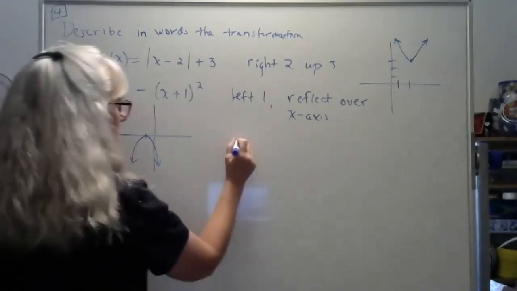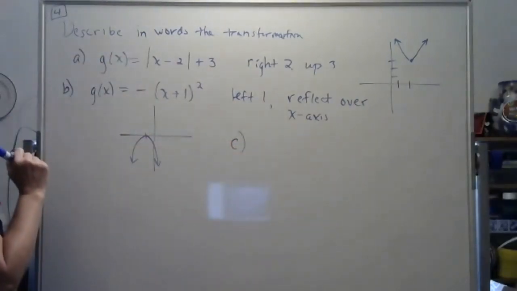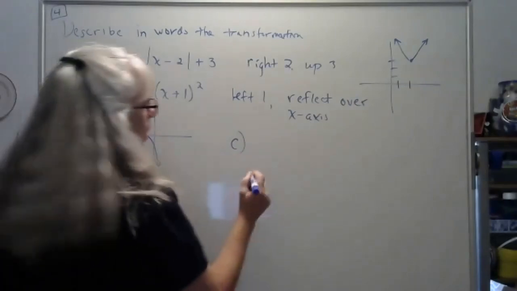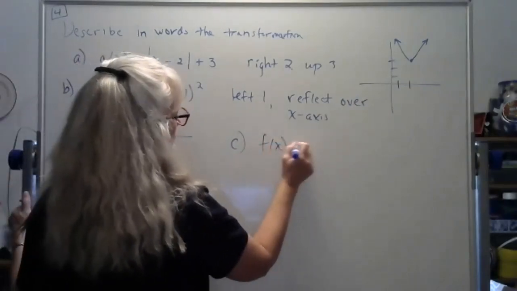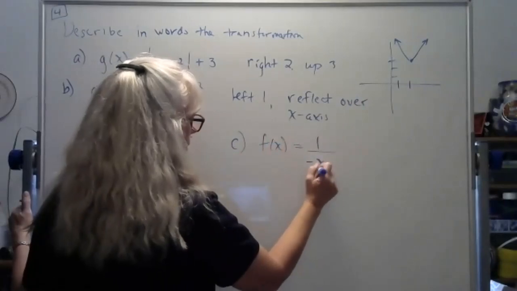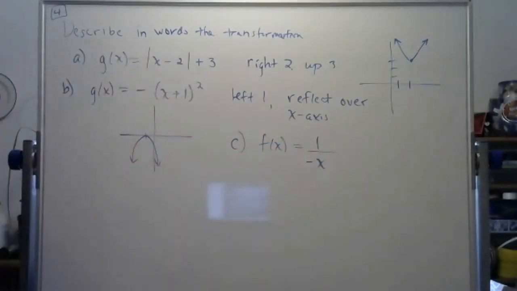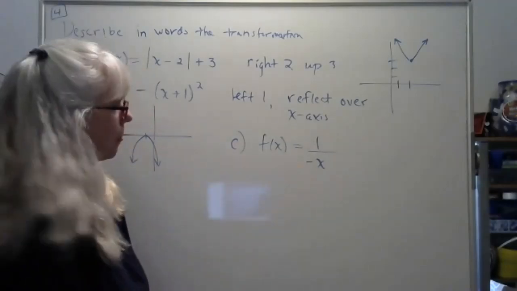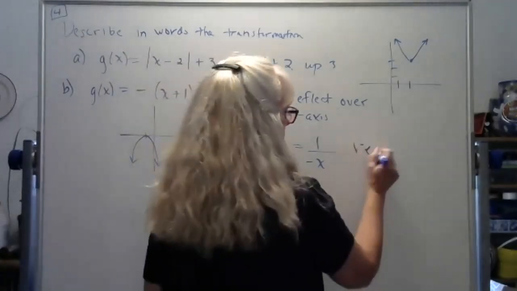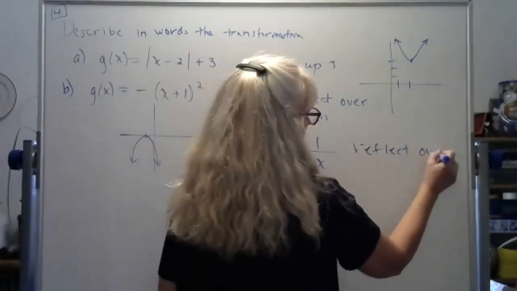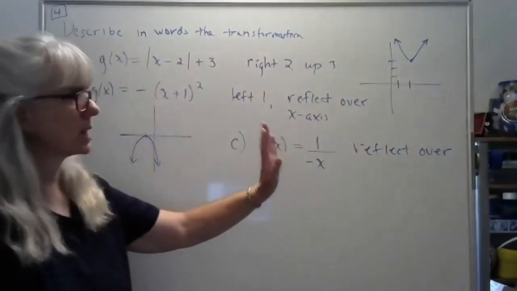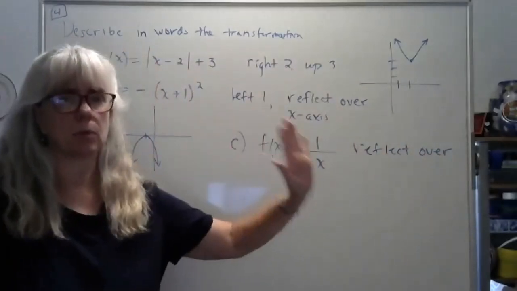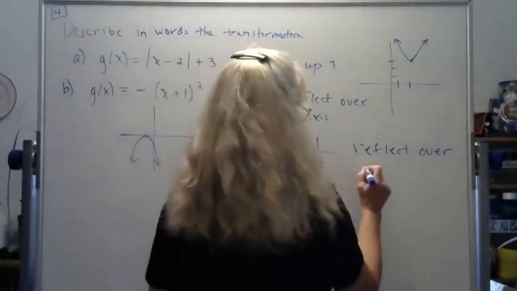Okay, part C. Let's do f of x is equal to 1 over negative x. Okay, so is the negative on the outside like it was in the previous one, or is that negative now on the inside? Inside? So this time we're going to reflect over which axis then? So think about this. You want to take your x's and change their sign. So you're going to switch left to right. So yeah, reflect over the y-axis.